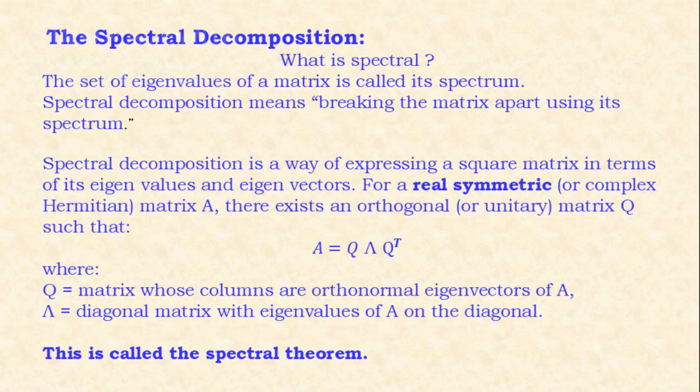For a real symmetric, or complex Hermitian, matrix A, there exists an orthogonal, or unitary, matrix Q such that A can be written as a product of Q times lambda matrix times Q transpose, where Q equals matrix whose columns are orthonormal eigenvectors of A, lambda equals diagonal matrix with eigenvalues of A on the diagonal. This is called the spectral theorem.